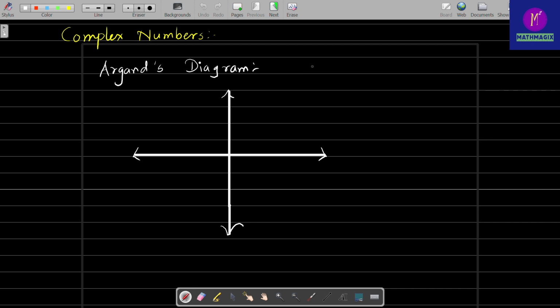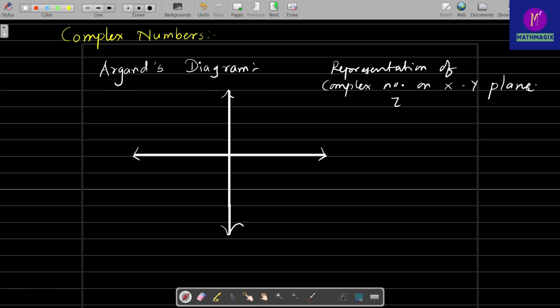Everyone, in this video I'll talk about Argand's diagram. Argand diagram is nothing but the representation of a complex number on the xy plane. So it is right here, representation of a complex number on xy plane.